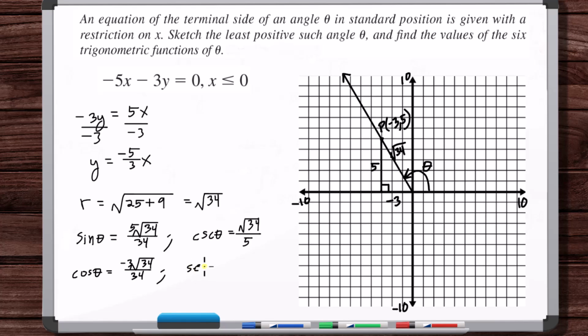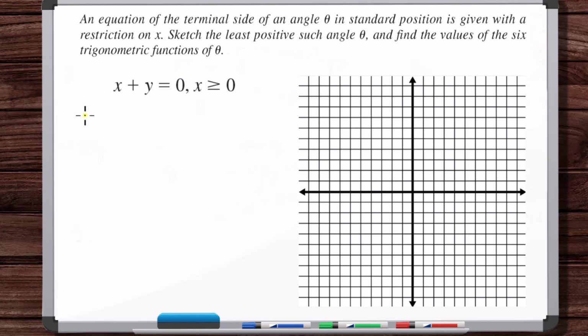Okay, now secant is equal to the reciprocal of cosine, so adjacent over hypotenuse, we're going to get hypotenuse over adjacent, minus root 34 over 3. Okay. Tangent of theta is equal to opposite over adjacent, so minus 3 over 5. And then cotangent of theta is the reciprocal of this.